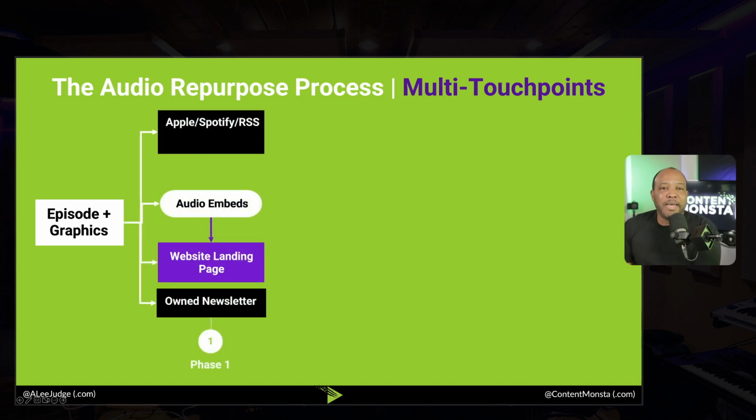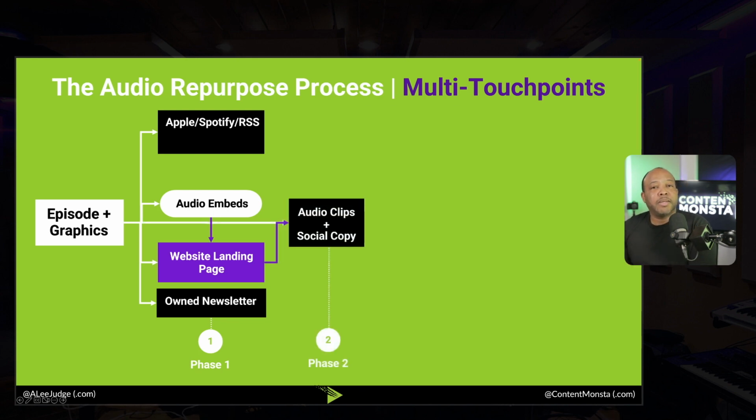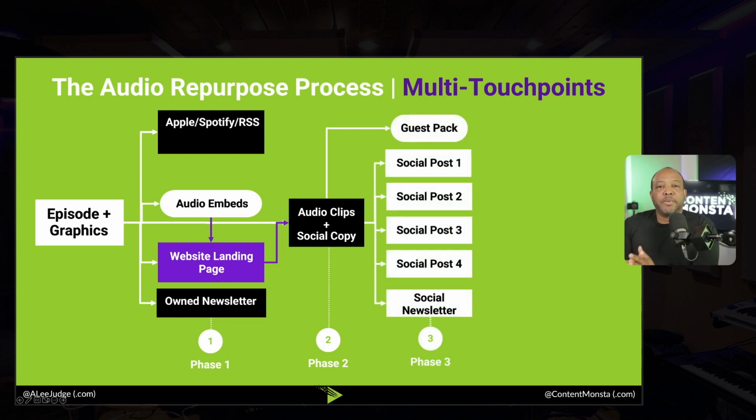But for your audio podcast, you have your audio embed that you will feed through your traditional outlets, through Apple and Spotify, onto your website landing pages and your owned newsletter. And from that, with those audio clips and your social copy, you want to be able to make a guest pack. Now we went into that earlier, but a guest pack is basically when you take all the content you created, whether it be audiograms, videograms, social snippets, text, or graphics, and give that to your podcast guest, because then they can use that to promote your podcast episode as well.